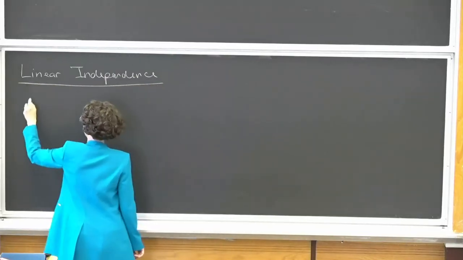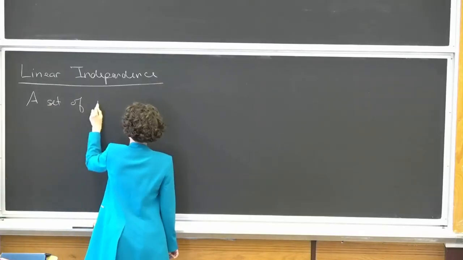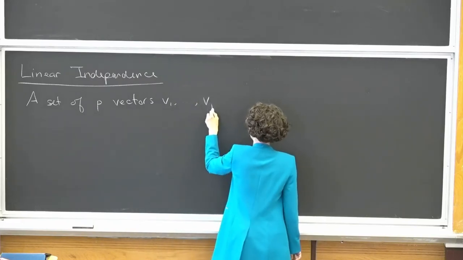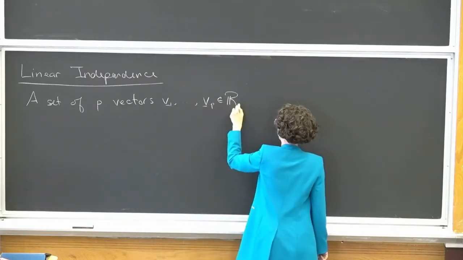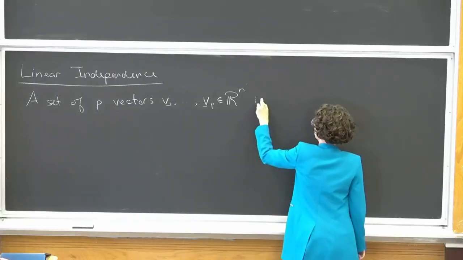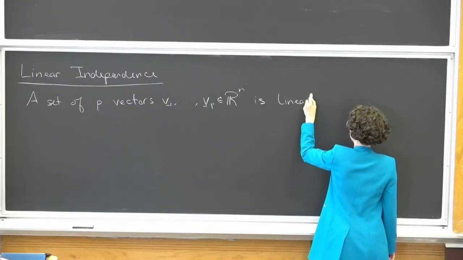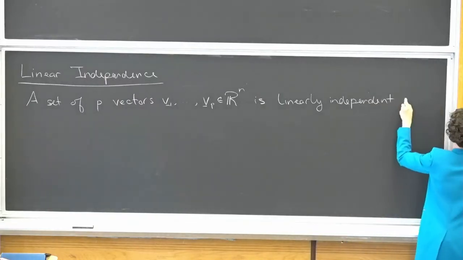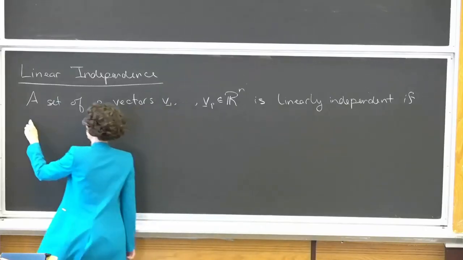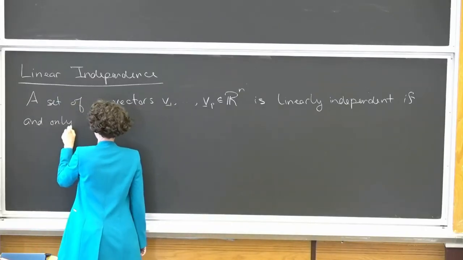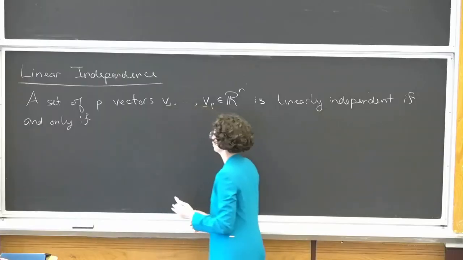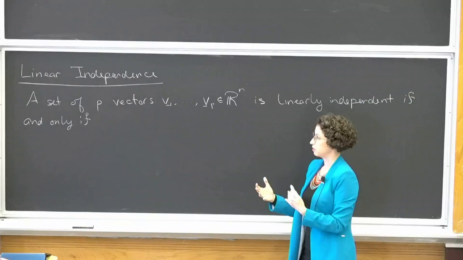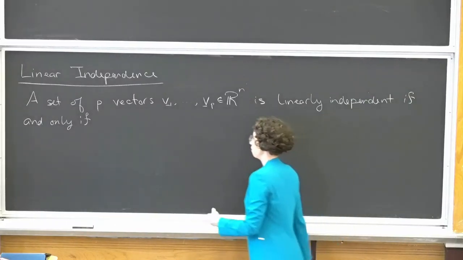So we say that a set of p vectors, v1 through vp, all of which are in R^n, is linearly independent if and only if we can write a weighted sum of these vectors, and the only way that that weighted sum can equal 0 is if all the weights are 0.